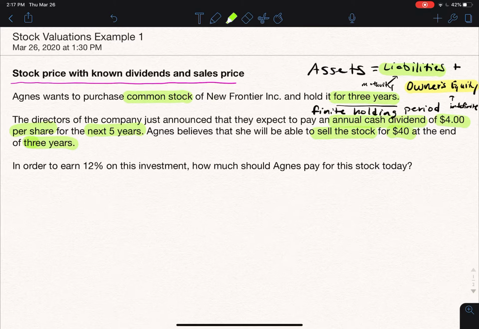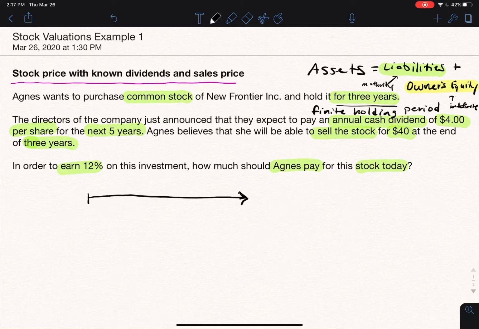So far, so good. These are all buzzwords that I want you to get used to understanding how to use. And so in the last line here, it says, in order to earn 12% on this investment, how much should Agnes pay for the stock in today's dollars? Okay, so this is a lot of information. And I think for beginner finance students, the best thing that you can do is to start with a timeline. So let's draw a timeline here.